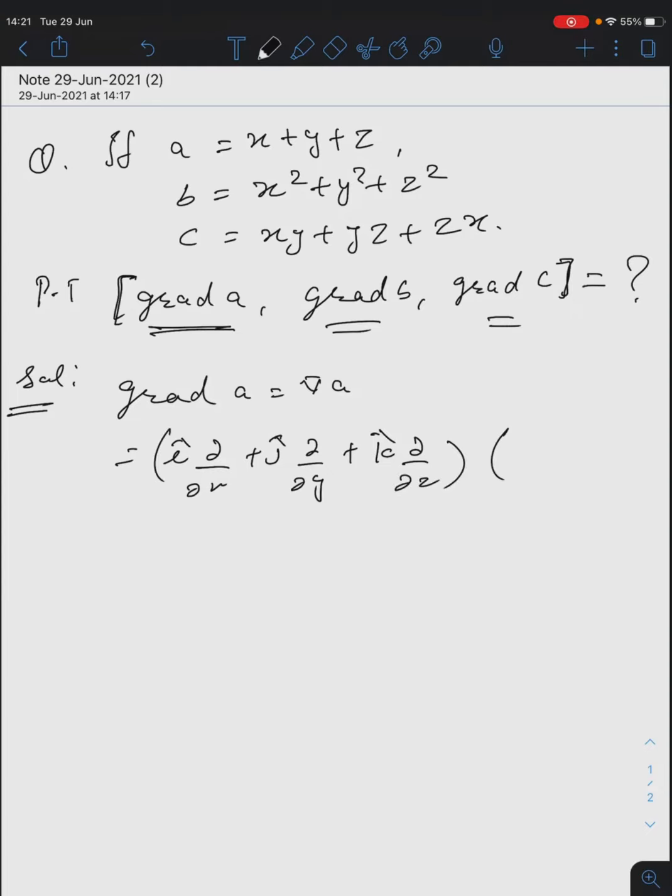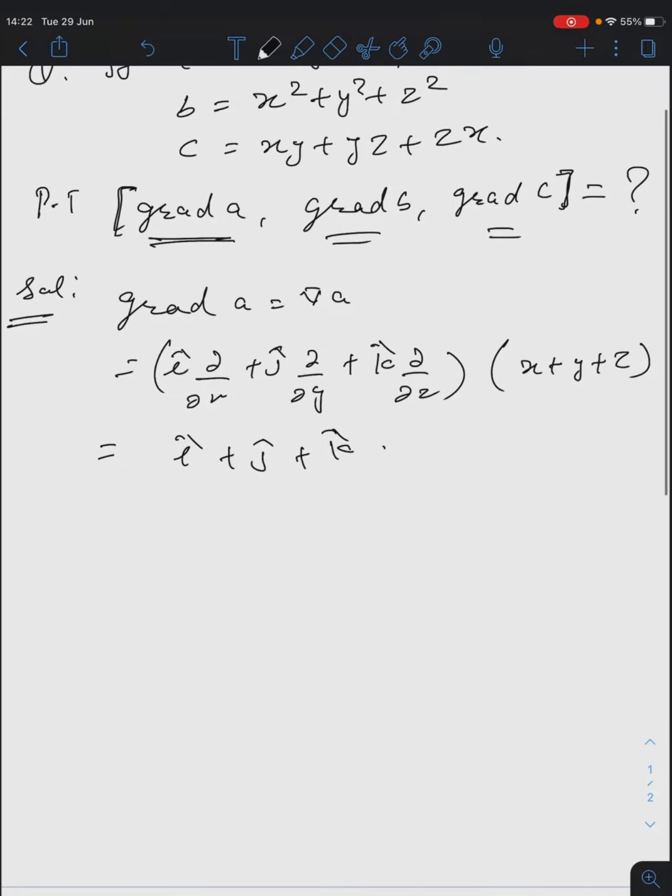What is A? A is x plus y plus z. So what will be the answer for this one? It will be I cap plus j cap plus k cap. That is the value of gradient of A.